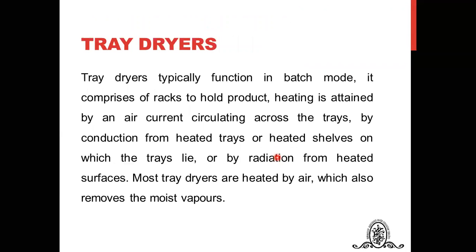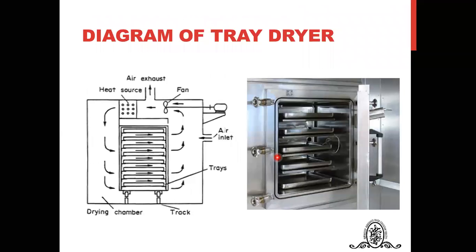And now we will see about the tray dryers. In this diagram, you can see the actual diagram of the tray dryer. Here you can see these kinds of trays are situated inside the tray dryer. At the back side, a fan is given for passing air inside this dryer.